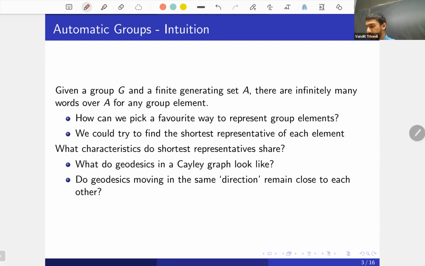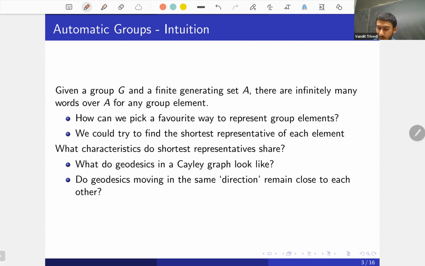So the question becomes, is there a nice way of representing group elements? Could we pick a favorite way, or as people say, a set of normal forms for each group element? One thing we could try is to find the shortest representative of a group element. And when we do that, there are a few questions that we might want to ask.